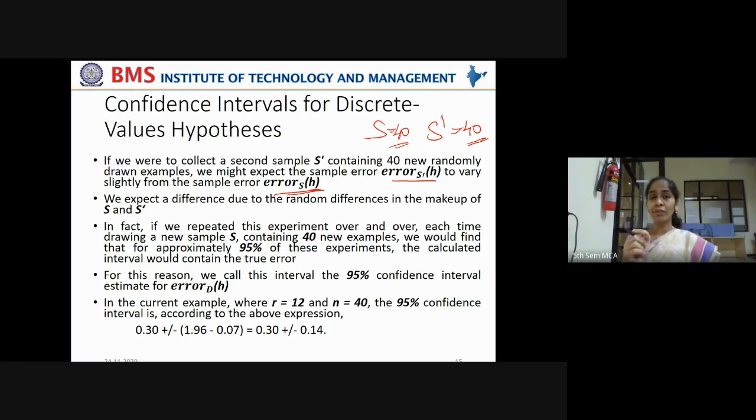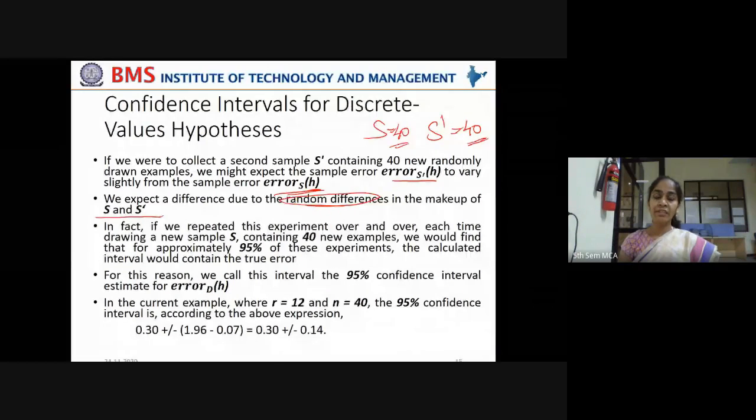Remember, none of the data points are dependent on each other. They are not picked depending on each other. They are randomly picked. They are independently drawn. So there will be some difference in the error associated with sample S and sample S dash. We expect a difference due to random differences in the makeup of S and S dash. This is what I said. All the data points are independently drawn, randomly drawn. They don't have an effect on the other draw. That is why there is a difference between S and S dash errors.